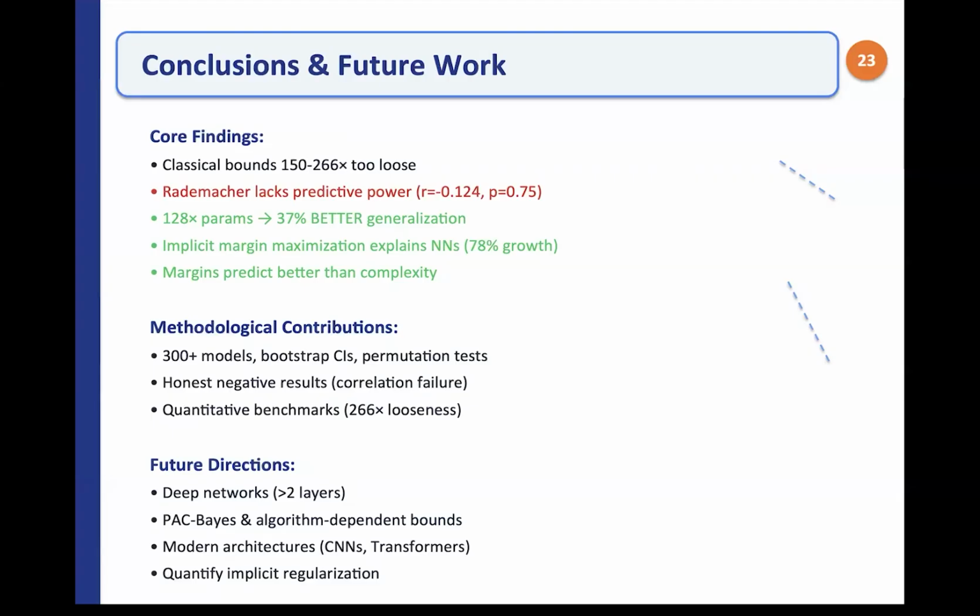Overall, classical uniform convergence theory is mathematically sound, but too pessimistic to explain modern deep learning. So we need new optimization-aware frameworks.